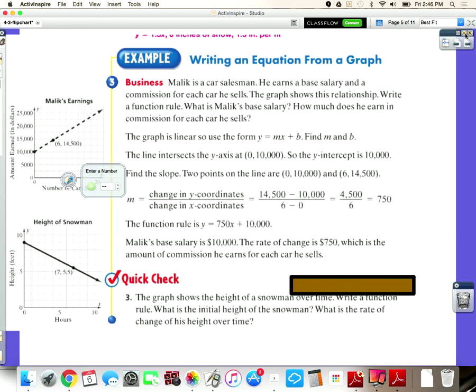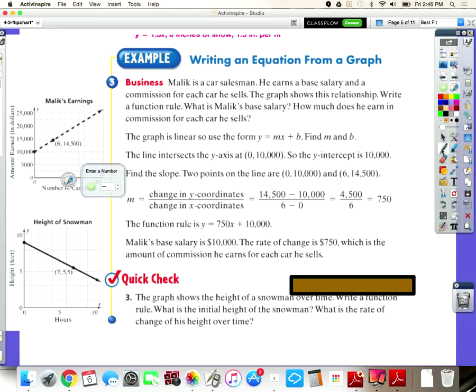When you're writing, I want you to write slope. And then go ahead and write down this subtraction problem right here, 14,500 minus 10,000, and then 6 minus 0. That simplifies to that. And then, on your graph, just circle the y-intercepts.